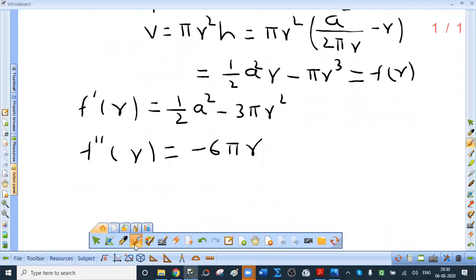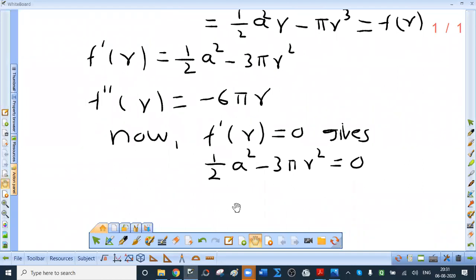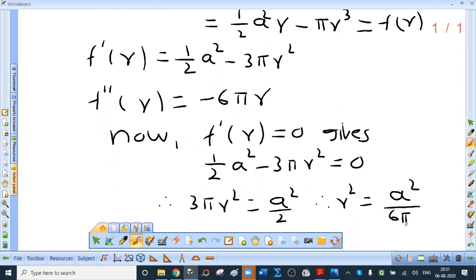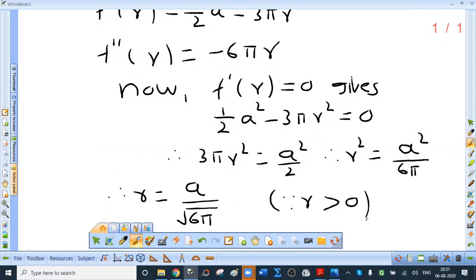Now the next step is, f dash of r equal to 0 gives a square by 2 minus 3 pi r square equal to 0. Now from this, find the value of r. Therefore 3 pi r square is nothing but a square upon 2. So r square is a square upon 6 pi. So r equal to a upon root of 6 pi. We have considered the positive root because r is greater than 0.